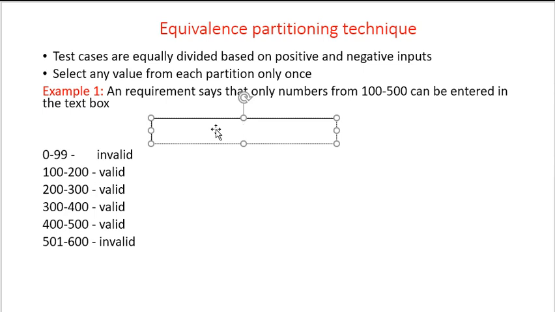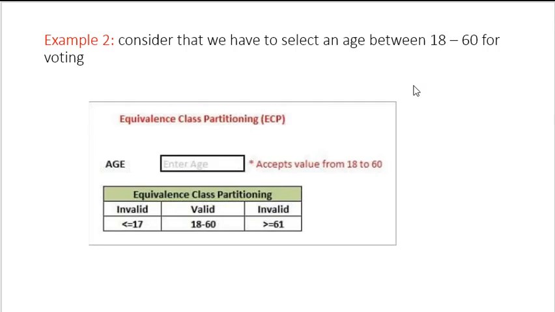Coming to example 2, let us consider that we have to select an age between 18 to 60 for voting. We have 3 partitions. Any value that is less than or equal to 17 falls under invalid. Any value between 18 to 60 is valid. Any value above or equal to 61 is invalid. So this type of technique is called the equivalence class partitioning technique.